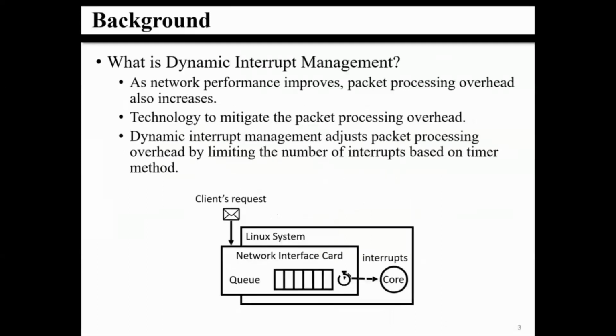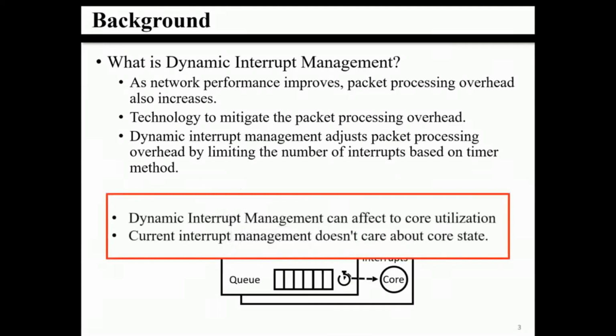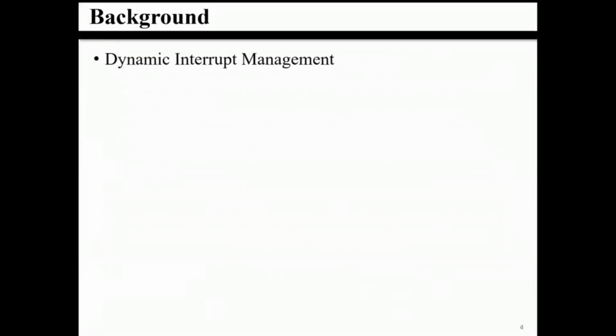Second, what is dynamic interrupt management? As the network performance of the data center has improved, the overhead for packet processing has also greatly increased. Dynamic interrupt management is used to mitigate packet processing overhead by limiting the number of interrupts based on a timer method. But current interrupt management, such as the Intel ICCD driver, doesn't care about the core state. Energy efficiency can be achieved by controlling CPU utilization through interrupt management.